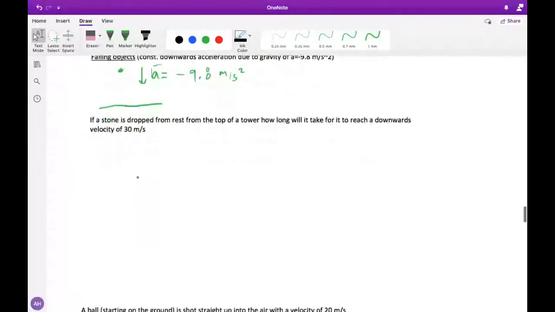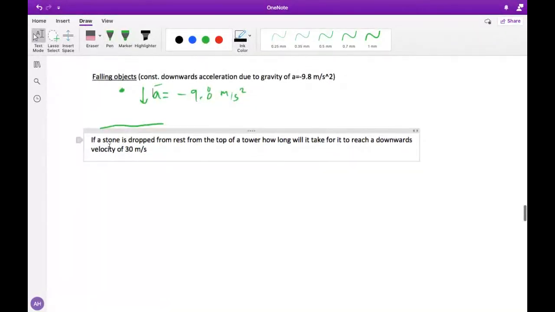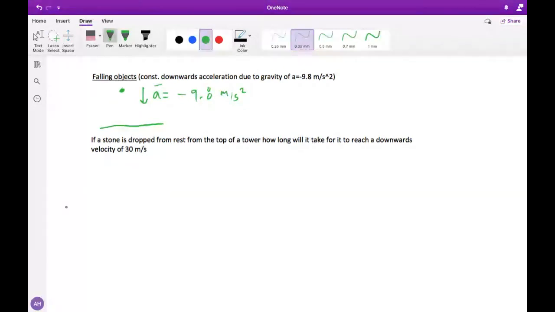So let's do a quick example, illustrating that. Here in this example it says, if a stone is dropped from rest at the top of a tower, how long will it take for it to reach a downwards velocity of 30 meters per second? So these falling object problems aren't really too different. The only main difference is this acceleration here is given as 9.8.